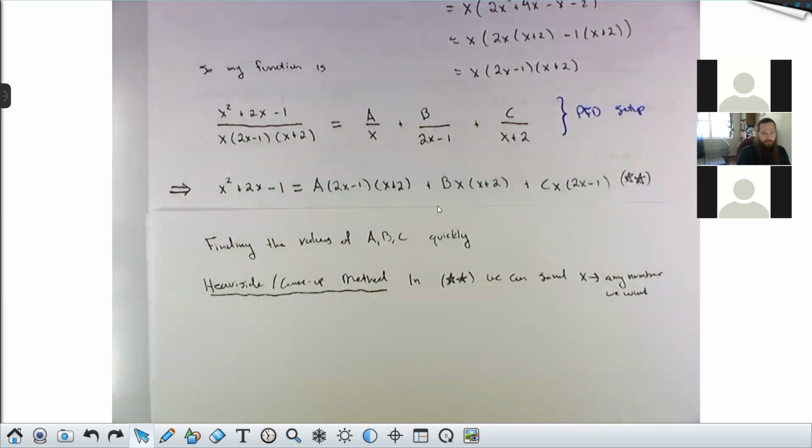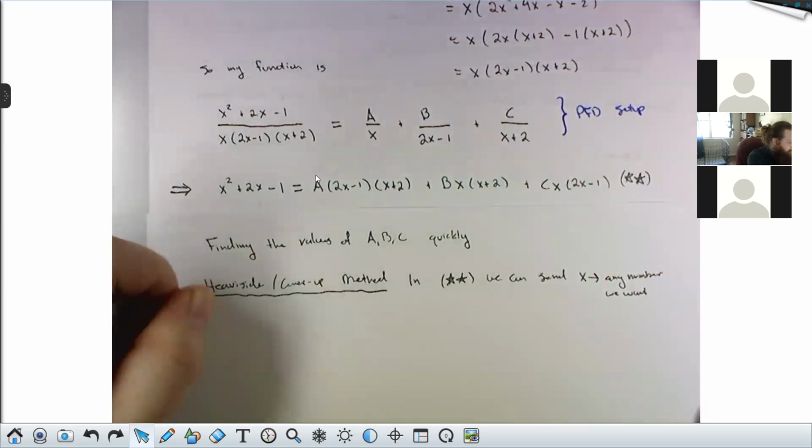In particular, I can send x to some values that make these two guys disappear without making this guy disappear. And then that will let me read off the value of A. Separately from that, I can send x to a value that will make this guy and this guy disappear without making this guy disappear. That will let me read off B, and so on.